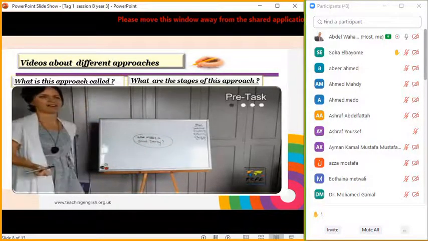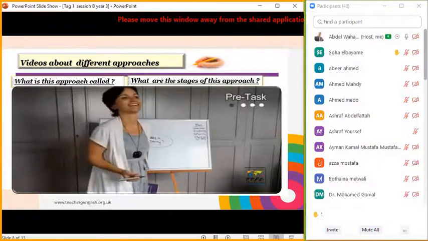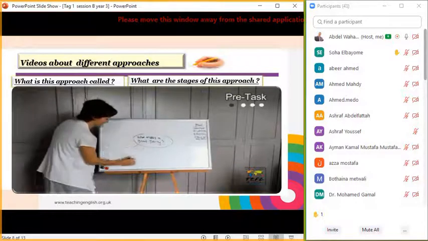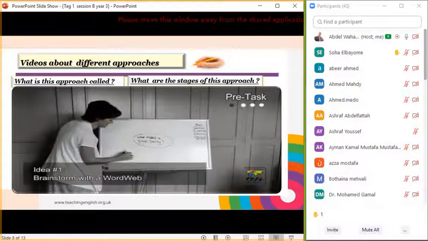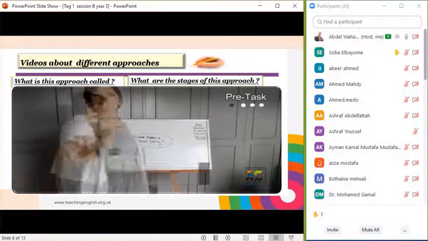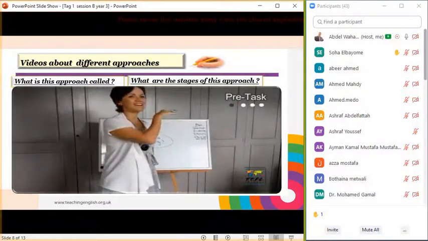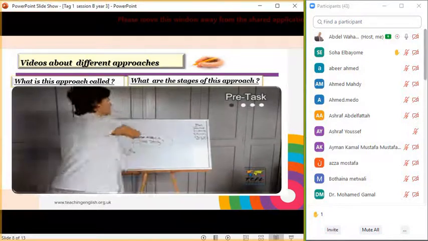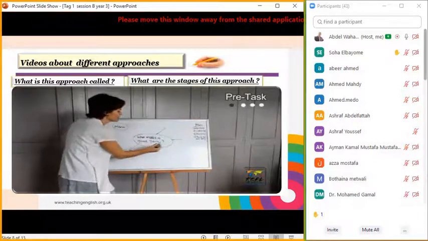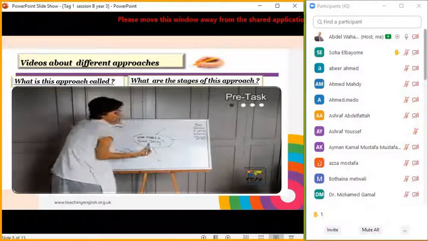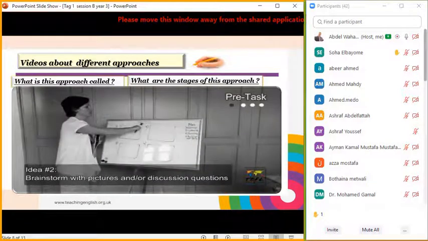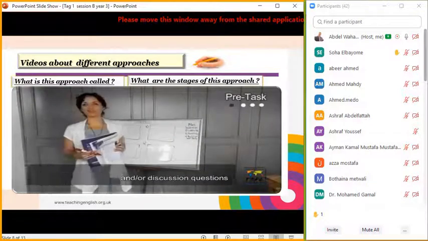Okay. What makes a good party? Jorge? Okay. Food. Idea number 1 would be the use of brainstorming with a word web. Okay. In your groups, I want you to keep going. Okay? Keep going. What do you think? What are some things that make a good party? Brainstorm idea number 2 would be the use of pictures and/or discussion questions.